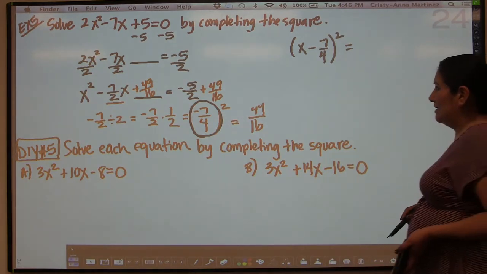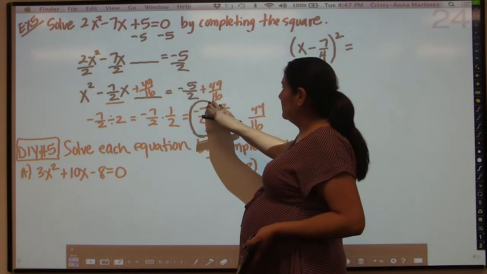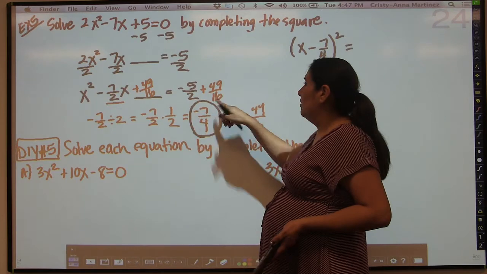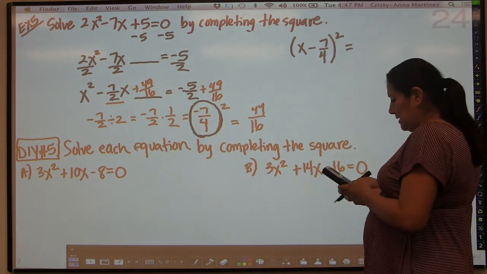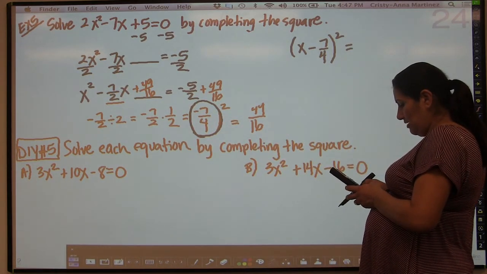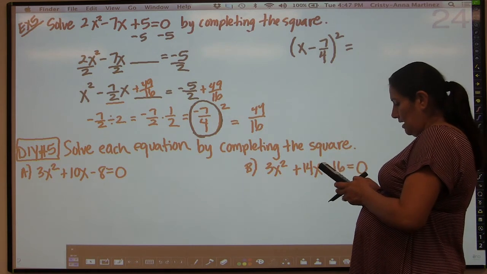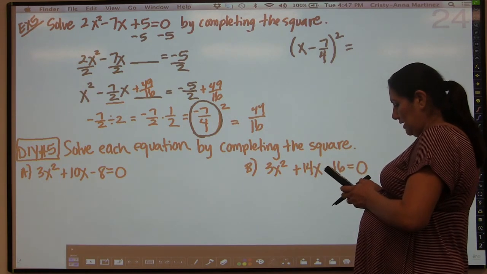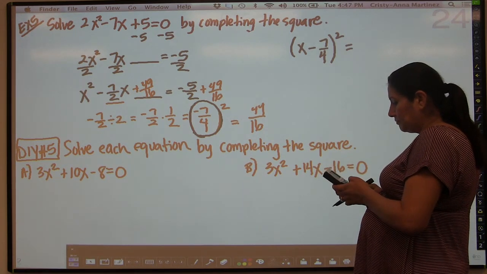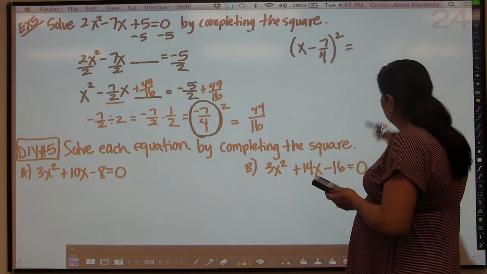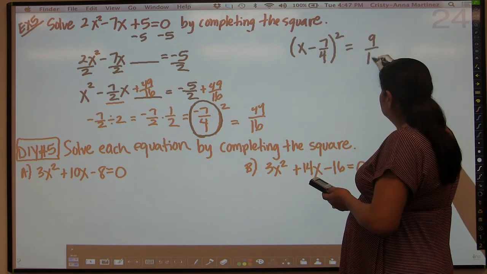Now what we want to do is take what's on the right hand side, so the negative 5 halves plus 49/16, and figure out what that is. So I'm going to use my calculator, negative 5 divided by 2 in parentheses, and add 49/16. My calculator loves to do fractions for me, so I get 9/16.